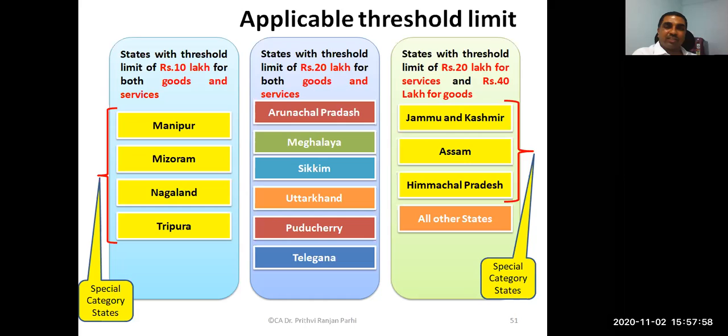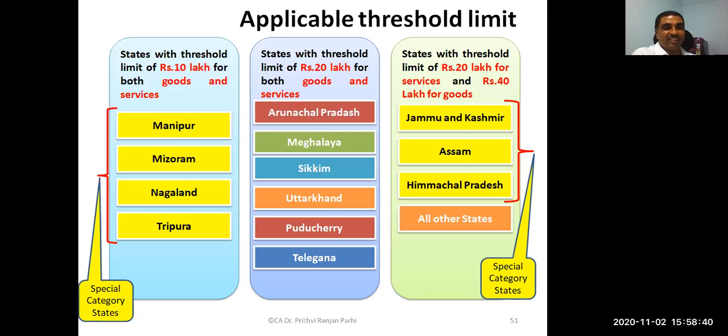Now tell me, what is the threshold limit in the state of Odisha if supply is only services? Rupees 20 lakhs. And if the supply is for goods, 40 lakhs. And what is the threshold limit in the state of Bihar? In Bihar also the same: 20 lakhs for services and 40 lakhs for goods. And what is the limit for the state of West Bengal? It comes in all other states, so it will be rupees 20 lakhs for services and rupees 40 lakhs for goods.